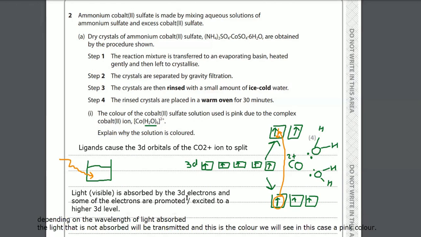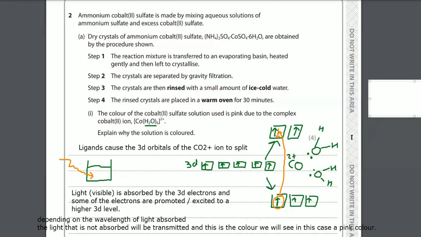So really, you've got marks for splitting, marks for absorbing light, marks for exciting and promotion, and then marks for the complementary wavelengths that are transmitted or reflected. And that's really where you get all the marks for this question. All right, we're going to move on.